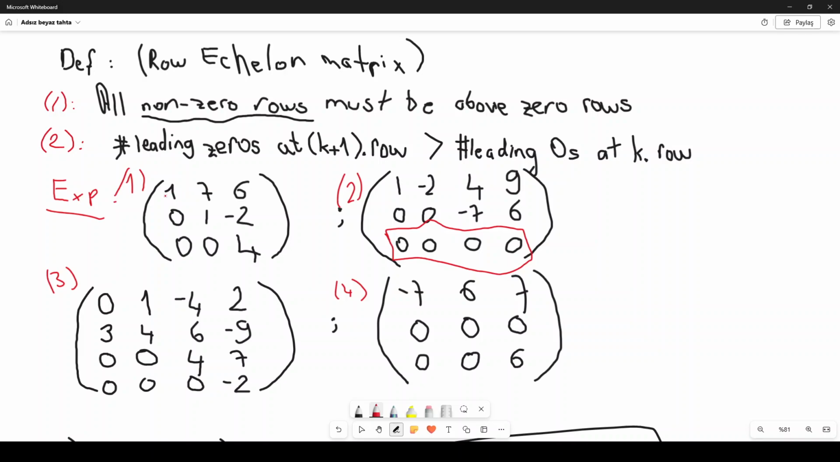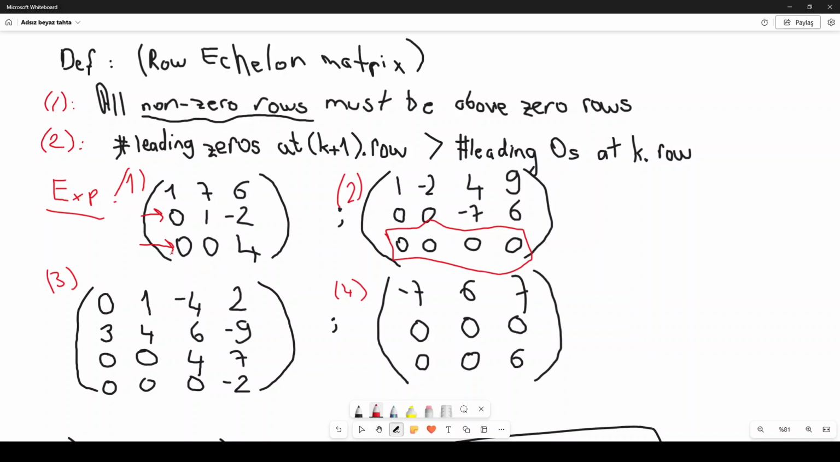For instance, in the first matrix in the example, if you look at the first row, there is no 0, right? So there is no leading 0 here. But when we look at the second row, if we read it from left to right, we see it starts with a 0. There is 1 zero, and the first non-zero element is 1. So the number of leading zeros in the second row is only 1. And how about the third row? We have 2 leading zeros in the third row, right?